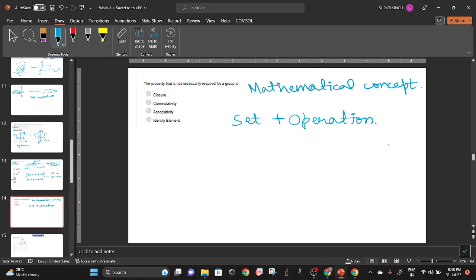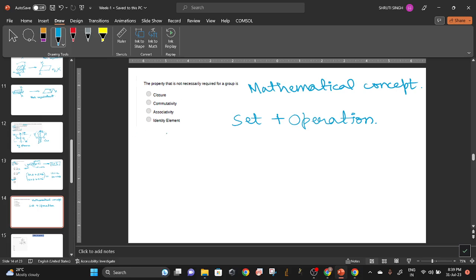Okay, operation means any binary operation which needs two things to operate on, two entities to operate on. For example, plus, minus, division, multiplication. Okay, these are operations, and a set is the set of entities on which the operation will be carried out. For example, we can take the set of natural numbers, integers, real numbers, whole numbers, anything. Okay, so I'll give you an example of a group.